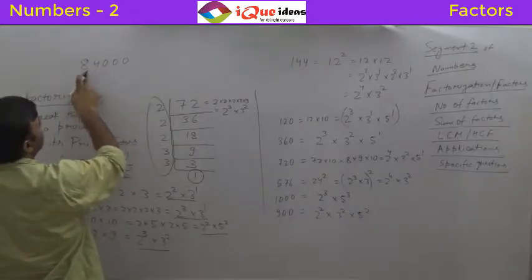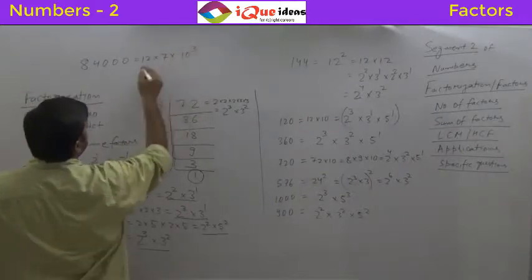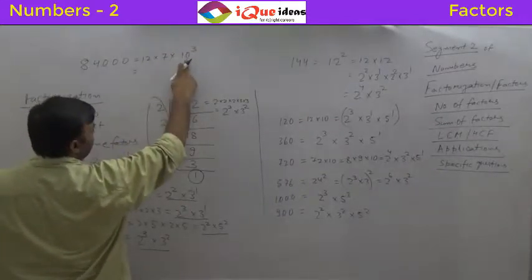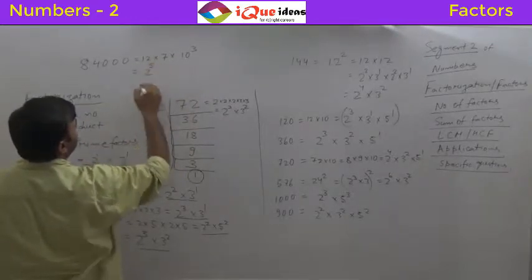So 84 is 12 into 7. So I'll write once 12 into 7. Then 10 cube. Now see, from 10 cube, from each 10 you'll get a 2. From 12 you'll get 2 square. So total 2 how many times? 5 times. So 2 raised to 5.